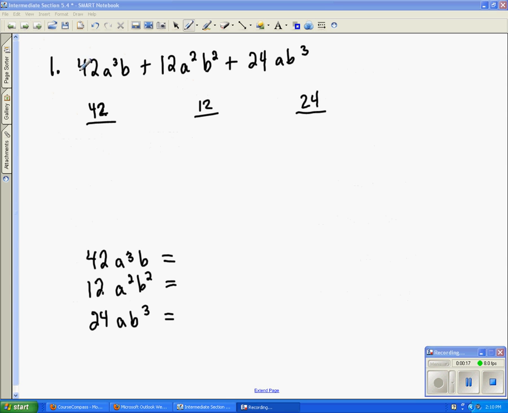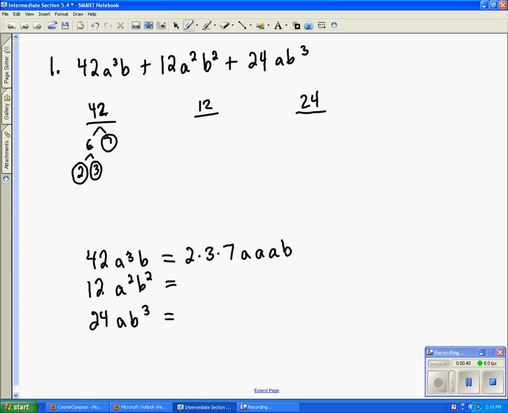We take our coefficients, 42, 12, and 24, and we're going to factor using a factor tree, which is 6 times 7. 6 is 2 times 3. I'm going to circle them when they're prime. So I'm going to come down here and say that's 2 times 3 times 7. Now I need 3 A's, 1, 2, 3 A's and 1 B to represent this term.